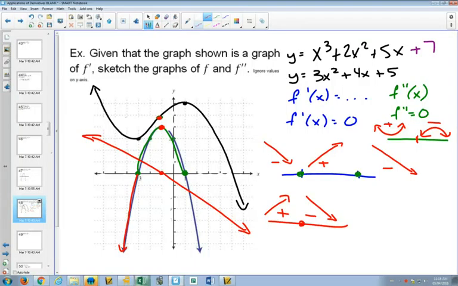Yes, because if the parabola is facing down, you would have a negative x squared. And when you do the derivative of that, you're going to get a negative 2x. Of course, you could have any number in front of there, which would change it. But what we notice is our slope has to be a negative slope as a result.